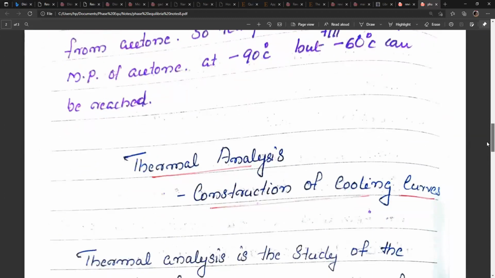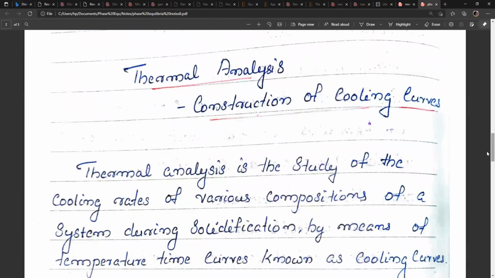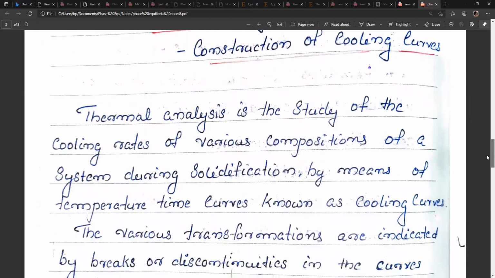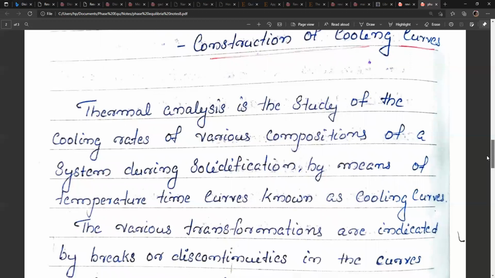Now, the thermal analysis, that is construction of cooling curves. What is a cooling curve? Construction of cooling curves is next. Thermal analysis is the study of cooling rates of various compositions of a system. That is all a cooling curve is. Just these cooling rates at various compositions during solidification, by means of temperature-time curves.